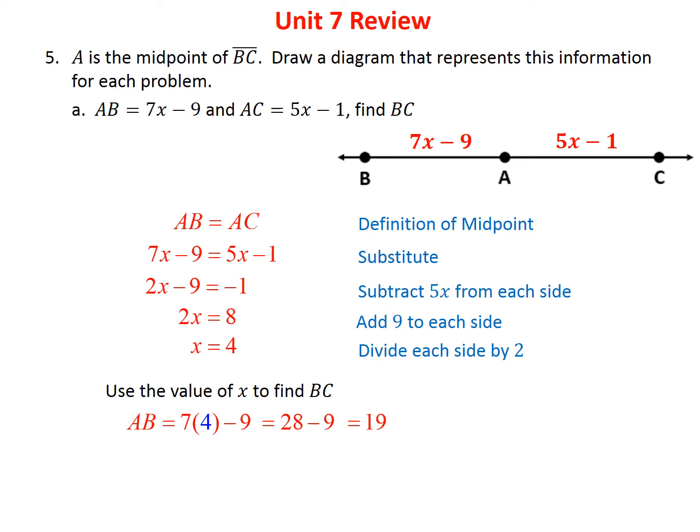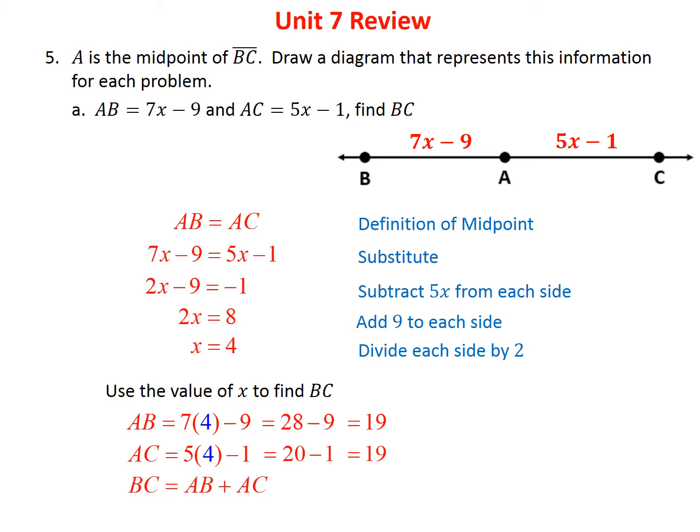We could at this point recognize that AC is also 19 and add them together, but just to check that we did our math right, I'm going to put in AC as well, and now they're both 19, so I know I did this problem right. If you're doing this problem on a test and they're not the same, you know you did something wrong finding x.